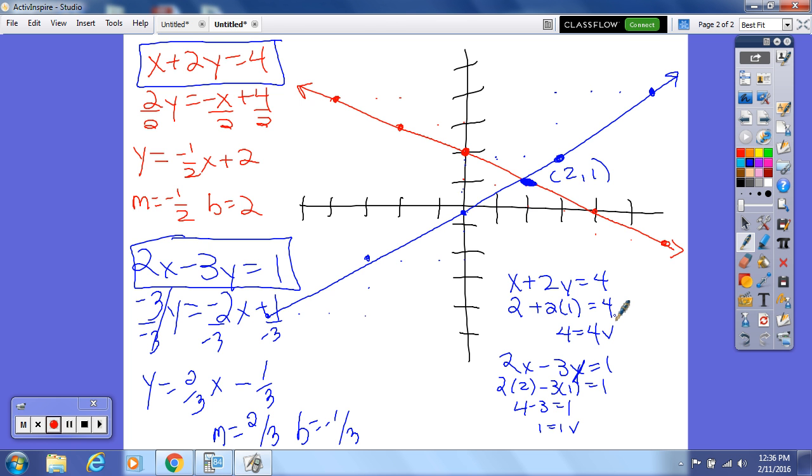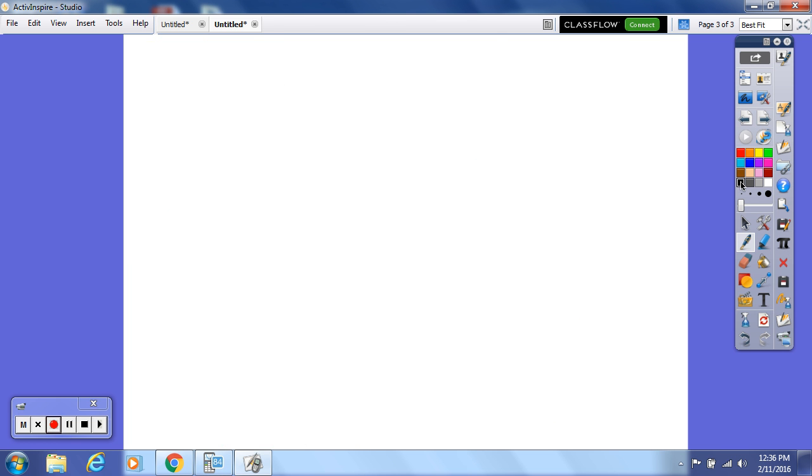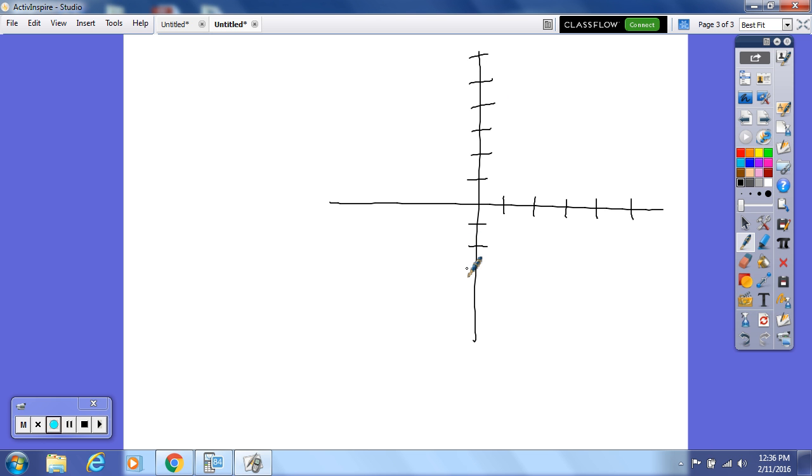All right, number 3. Are these in the form we need them to be in? One of them is. Alright, so 2x plus y equals 3. So that one's not in the form we need it to be in, is it?